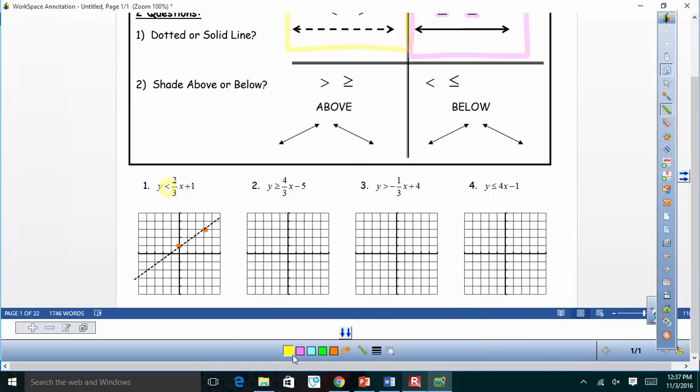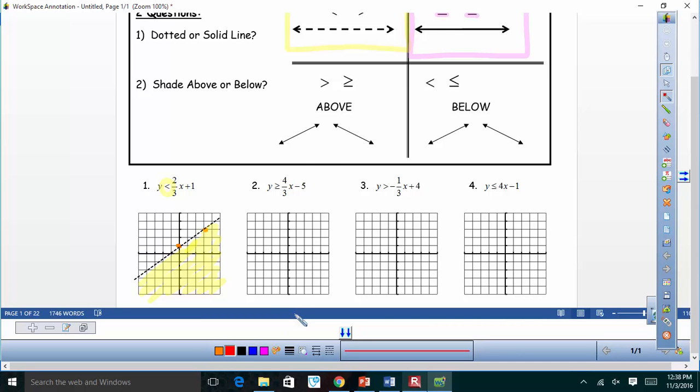And next we want to shade. So if it's less than, am I going to shade below or above? Below. So I'm going to shade this area right here. You can just scribble with your pencil to show me that it's shaded. Does that make sense? Good. All right, let's try another one of those. So let's look at number 2.